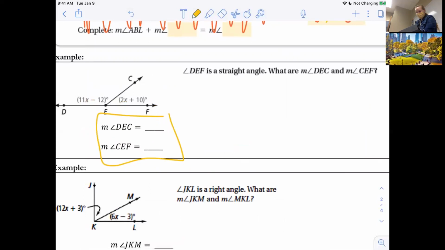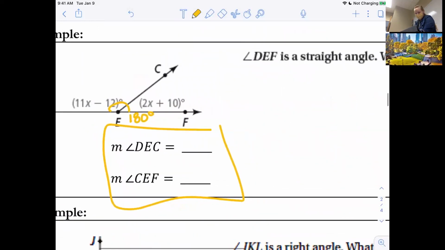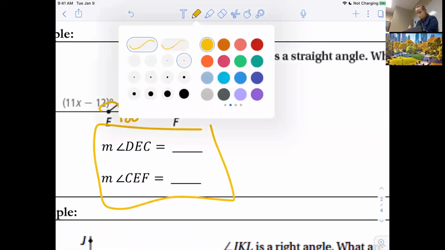All right, DEF is a straight angle. Stop. Identify our picture. 180. Draw on your picture. Always draw on your picture. If you get a problem wrong on a quiz and you didn't draw on your picture, I'll probably write something smart back, like, why didn't you draw? Or you're too smart to draw? Question mark? We'll see how I feel when I grade.